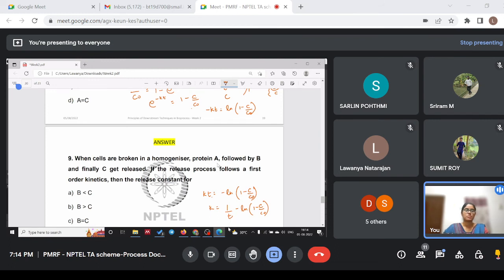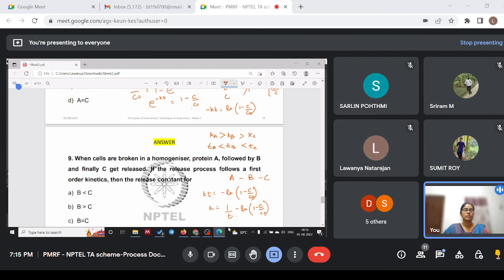So the one that comes out, A followed by B followed by C. So the time for A is going to be least. So TA is lesser than TB is lesser than TC. Right? So when the denominator is low, the numerator is going to be big. What does that mean? Ka is going to be greater than Kb is going to be greater than Kc.